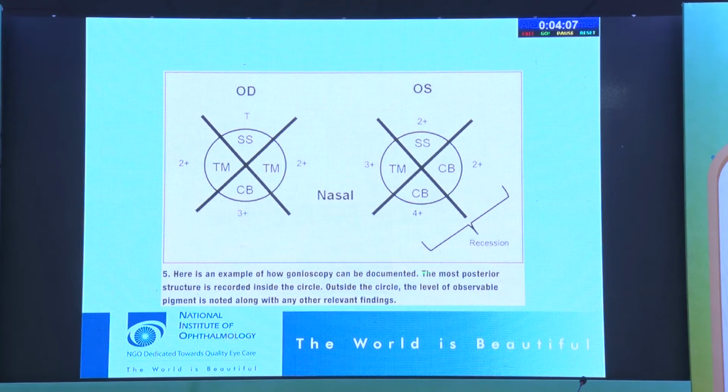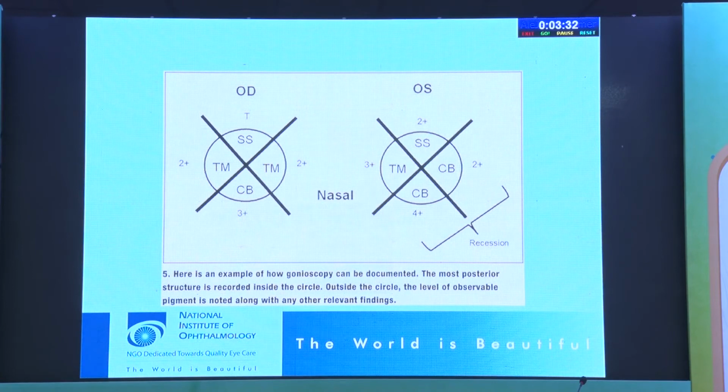So here the posterior-most structure is recorded inside the circle, whatever structure it is, like scleral spur or TM or ciliary body. Outside the circle, the level of observable pigment is noted and any other relevant findings. So whether the pigment is there or how much it is there, and any relevant finding, like from 4 o'clock to 6 or 7 o'clock, any angle recession, any peripheral anterior synechiae, any NVA, any trap fistula at the 12 o'clock position. Whatever finding you want to document, you document outside the circle.